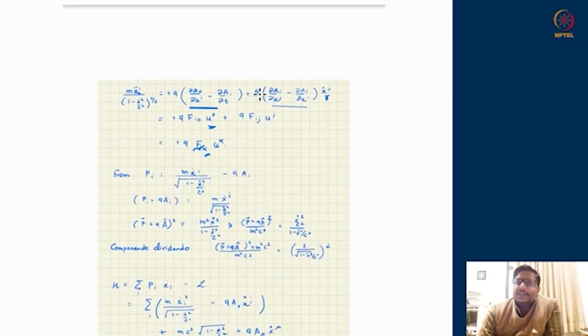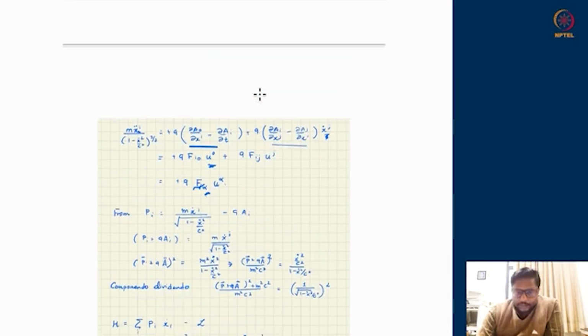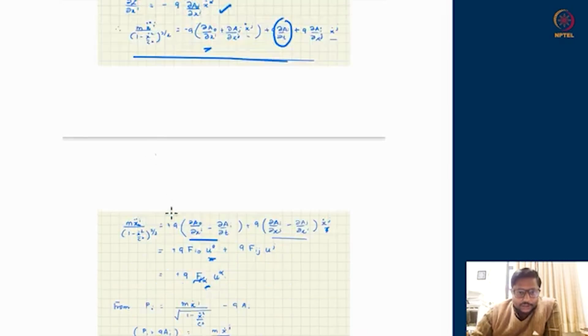So this is the relativistic force law for a relativistic particle moving in the presence of an electromagnetic field. You see, this is almost like the non-relativistic term apart from an extra 1 minus v square upon c square to the power 3 by 2 term over here.